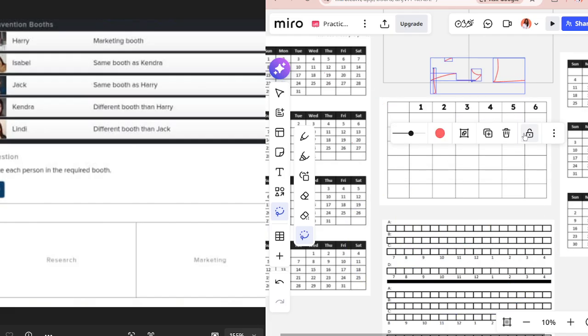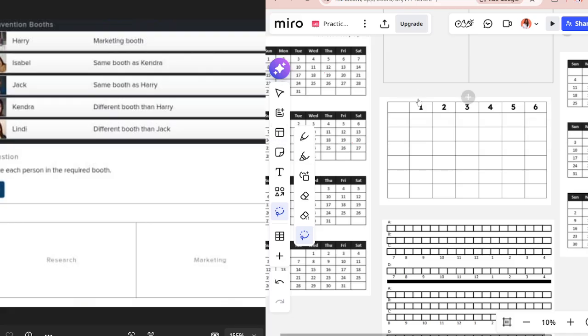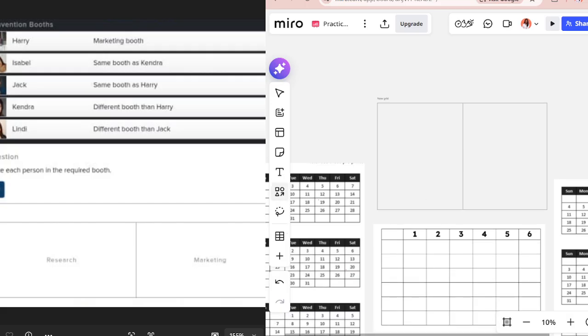So next, they said, okay, we have a marketing booth, right? Let me call this research. Let me call this marketing. They said Ari is in the marketing booth. So Ari here. Next, Isabel is in the same as Kendra. Okay, I don't know where Kendra is, so I can't put Isabel now.